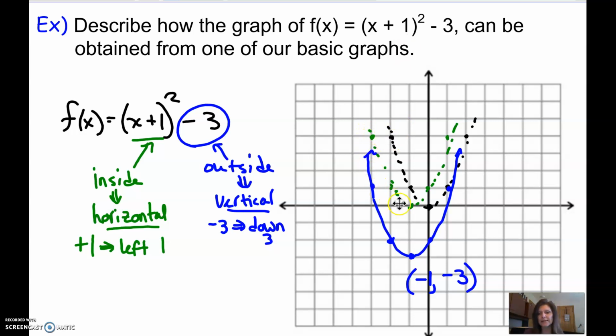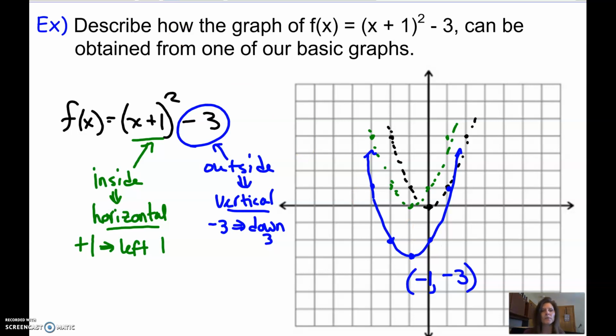So here I lightly sketched in green what it would look like if I just took every one of those black points and moved them backward one. And then the minus 3 is on the outside. That's the vertical shift. So it's going to take this green and shift every one of those points down. Let me give you a specific example. Instead of going through (0, 0), I'm going to go back 1 and then down 3. Instead of going through (1, 1), I'm going to go back 1 and down 3. That's all you have to do to get the graph. Way faster than some of our other methods.